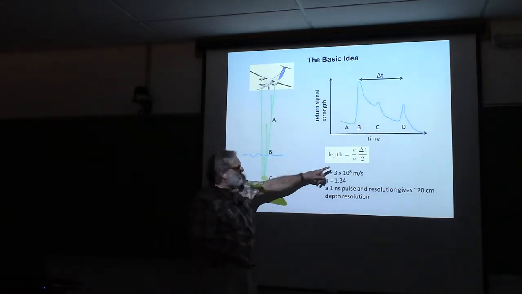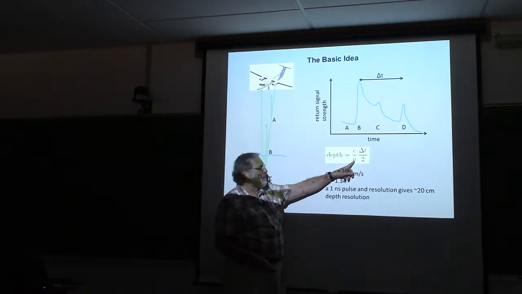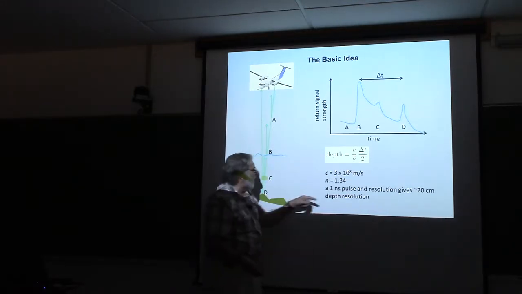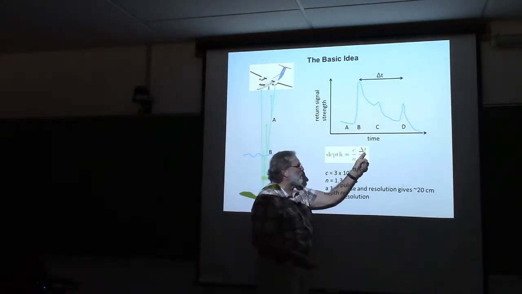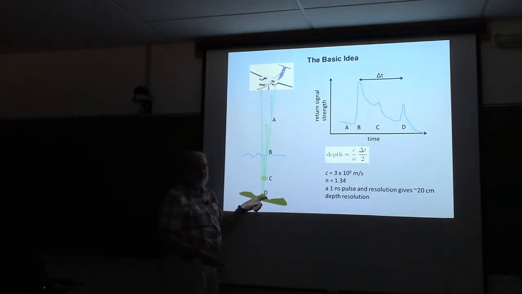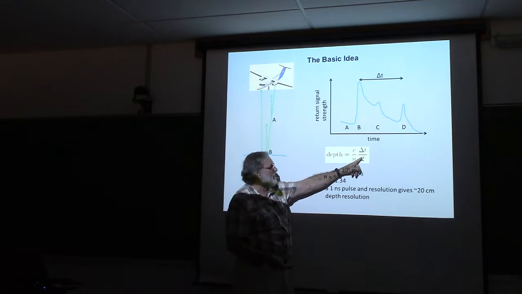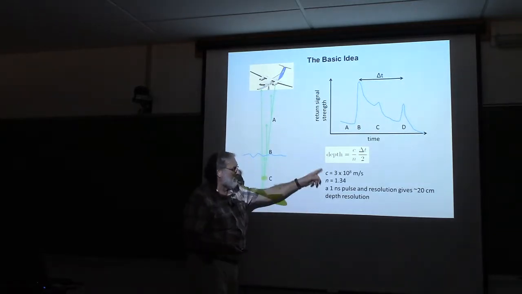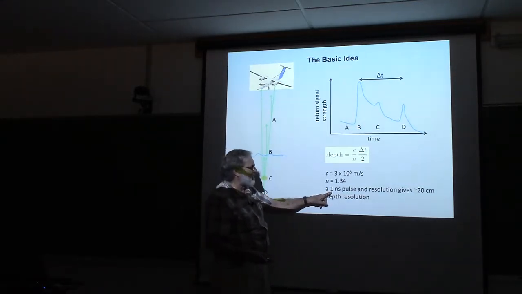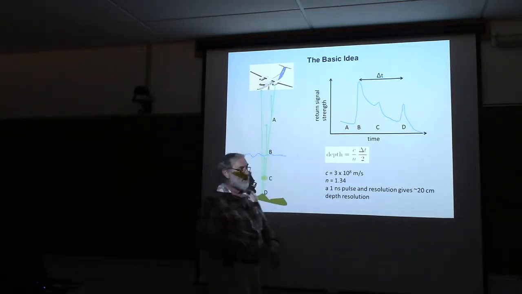Well, it's the speed of light in water, which is vacuum over index of refraction 1.34, and the light has to go down and back in time delta t, so it's really delta t over 2 for just the depth. So it's a very simple little formula. All I have to do is send out the pulse, measure the delta t between, say, the surface and the bottom, or the surface and the scattering layer, plug in the numbers, and if I have a 1 nanosecond pulse, that gives me roughly 20 centimeter resolution in depth.